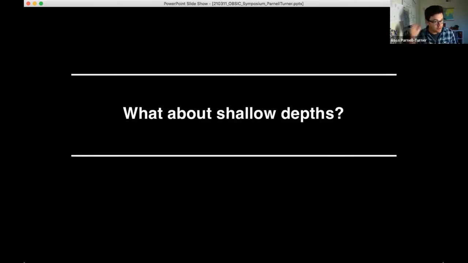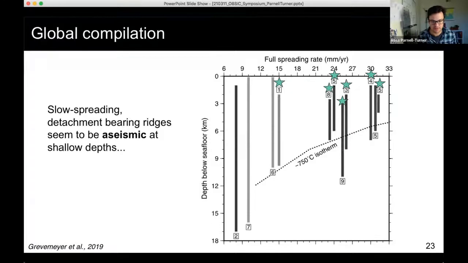So that also leads me to think about why, if you remember when we were talking about TAG at the beginning with Brian DeMartin's results, we don't see any shallow microearthquakes. This is something that has been vexing us for a while, and Inga Gravemeyer and others wrote a very nice paper in 2019 addressing this issue. And this is a figure from their paper.